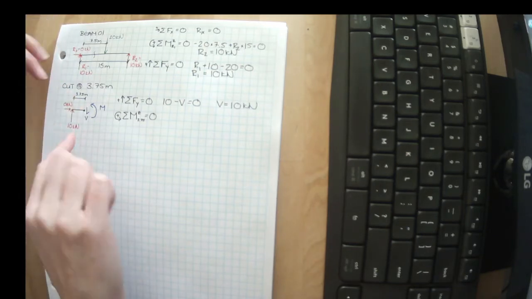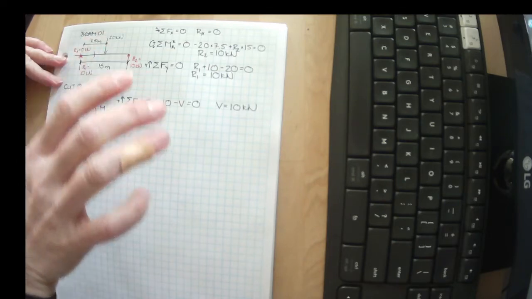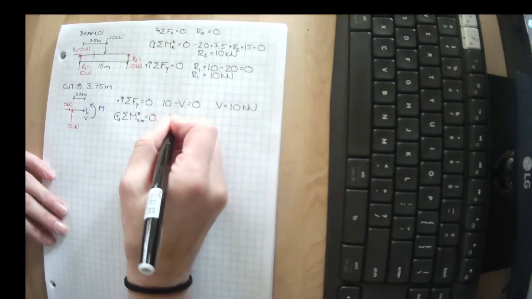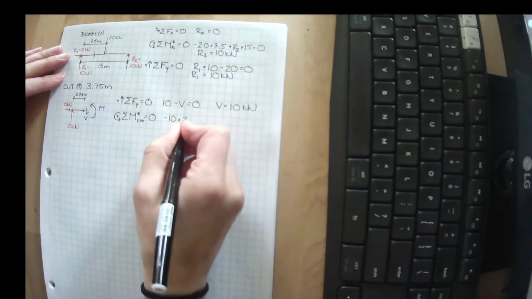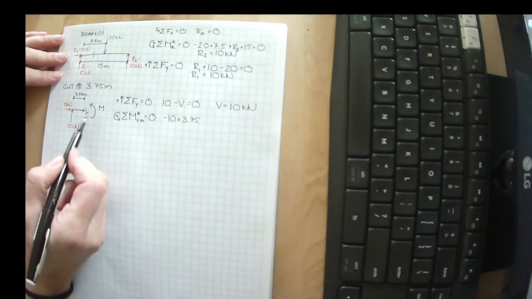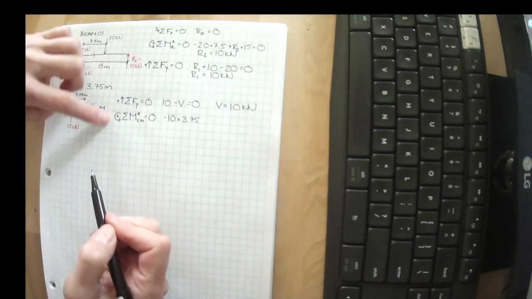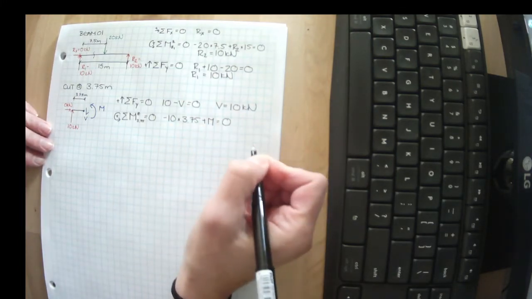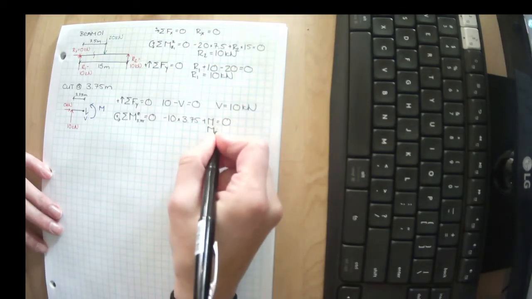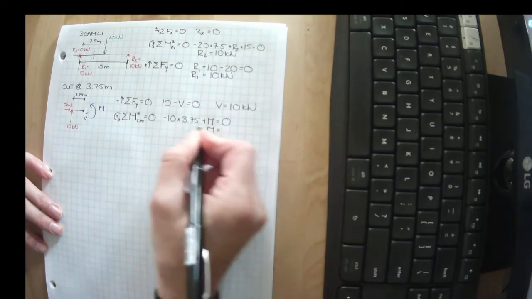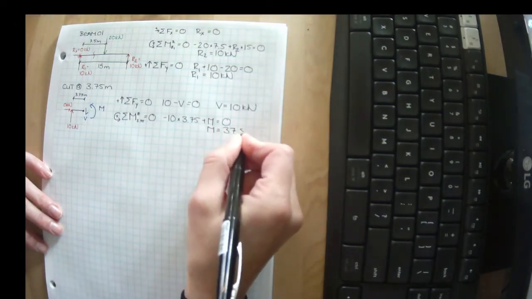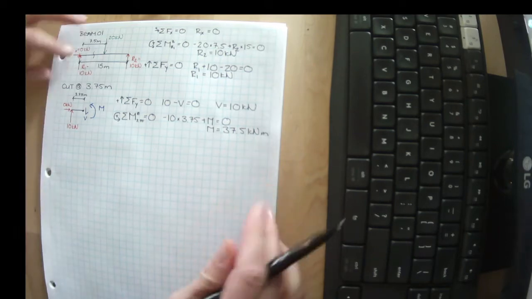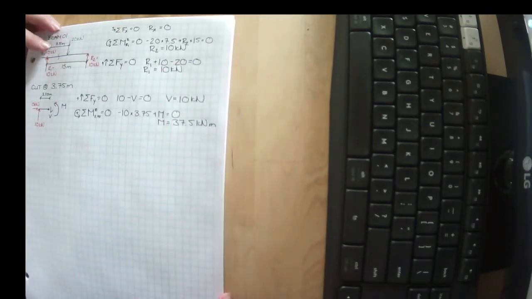Thumbtack right here. I've got my 10 kilonewtons spinning it in this direction, so minus 10. And my minus 10 is 3.75 meters away. And then I have my unknown moment, which is spinning in this direction about my thumbtack point right here, or plus M equals zero. I rearrange this, and M equals 10 times 3.75, or 37.5 kilonewton meters. I had kilonewtons and meters, so my moment is 37.5 kilonewton meters.